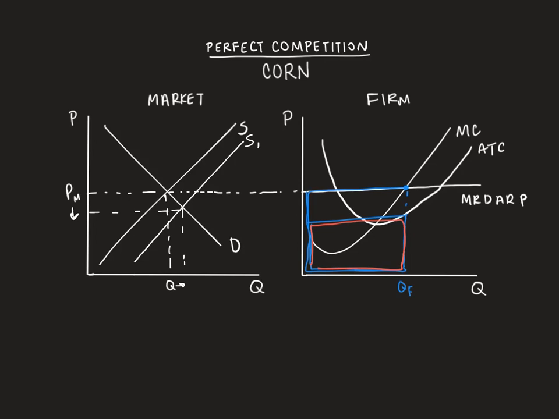And because firms in perfect competition are price takers, they would now take the new market price, which would be lower. So now you would have a new MR equals D equals AR equals P line. And so now you would have a different MR equals MC, so you would have a new firm quantity.